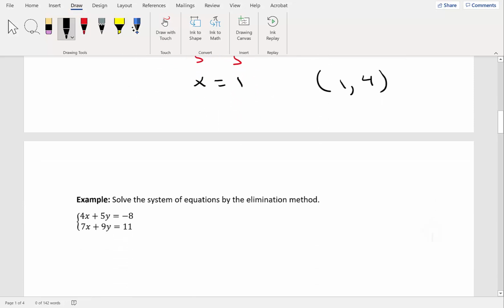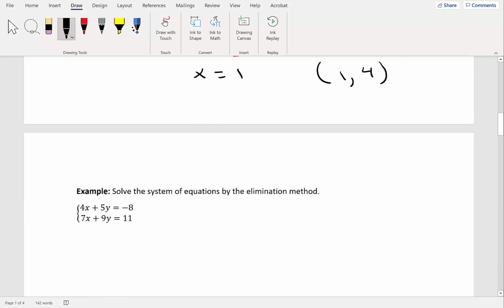Let's take a look at another one. So we have 4x plus 5y is equal to negative 8, and then 7x plus 9y is equal to 11. Okay. So now we can't just add the equations together and eliminate a variable. For example, if we added these two together, we get 11x plus 14y is equal to 3. But none of the variables canceled out, which doesn't do us any good. So let's go ahead and choose a variable, and we'll get rid of that variable. You can get rid of either your x's or your y's. Doesn't matter. At the end, you're still going to get the same solution. Now for this particular problem, I'm going to get rid of my x's.